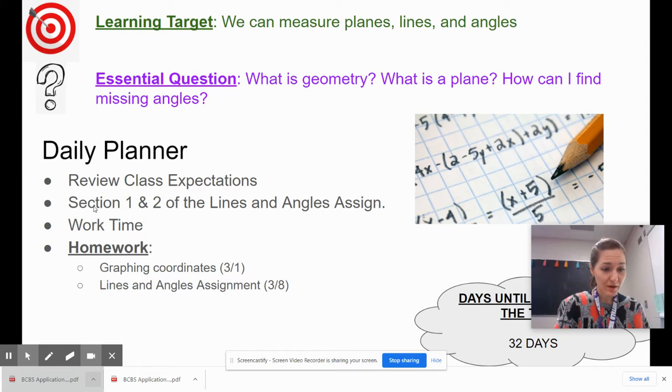All right, we're going to go ahead and go over section 1 and 2 of the lines and angles assignment that is assigned on Google Classroom today. And remember, that's your assignment for the whole week. We're just going to go over sections 1 and 2. You're going to do 3 and 4 tomorrow.